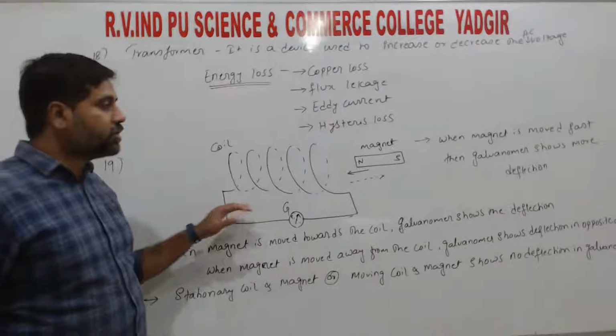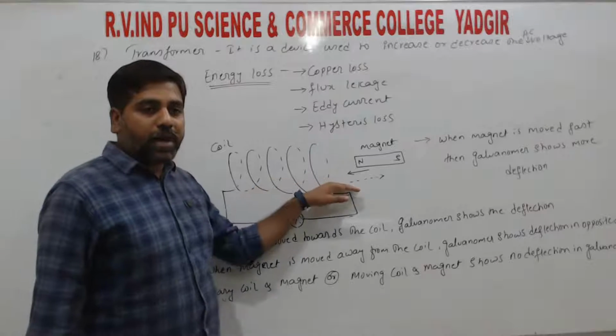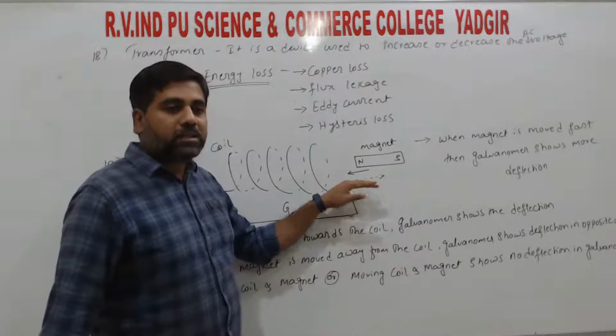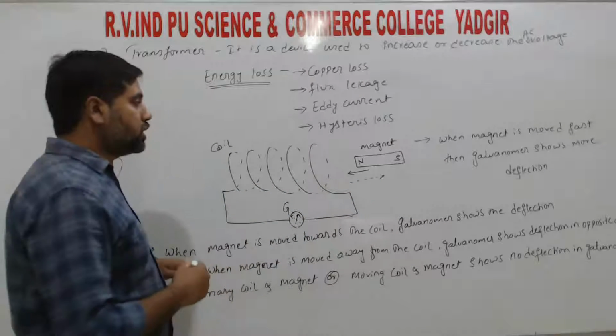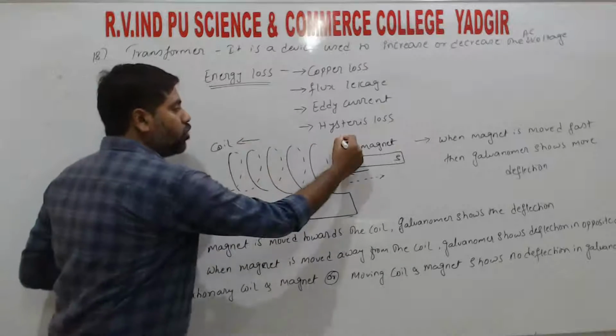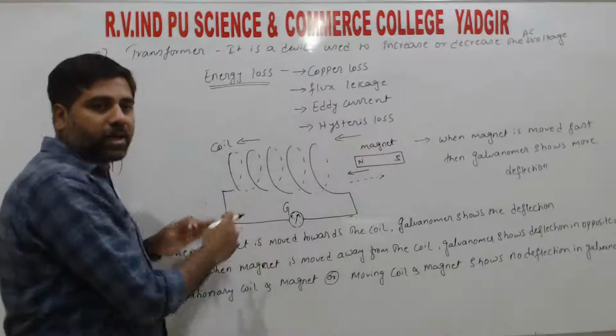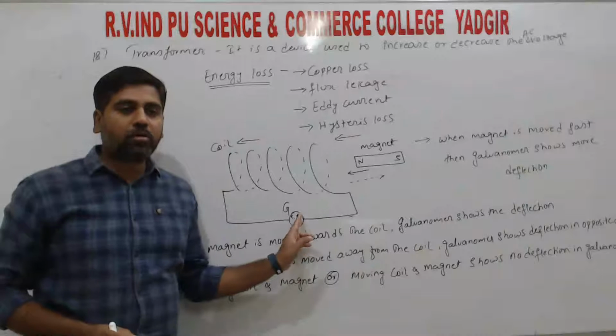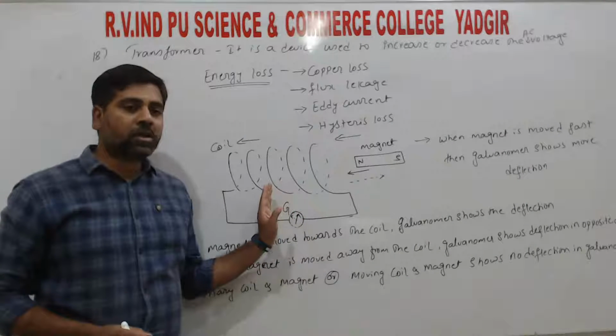The second point is, both the coil and magnet are stationary, or both the coil and magnet are moving in the same direction. If the direction in which the coil is moving and the direction in which the magnet is moving are the same, then also the galvanometer shows zero deflection or no deflection, right? So that is the second point.